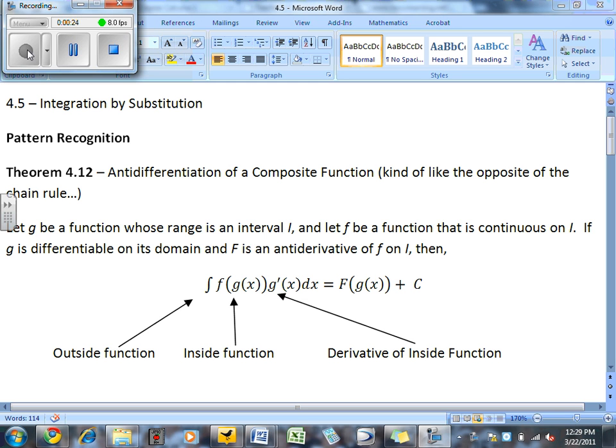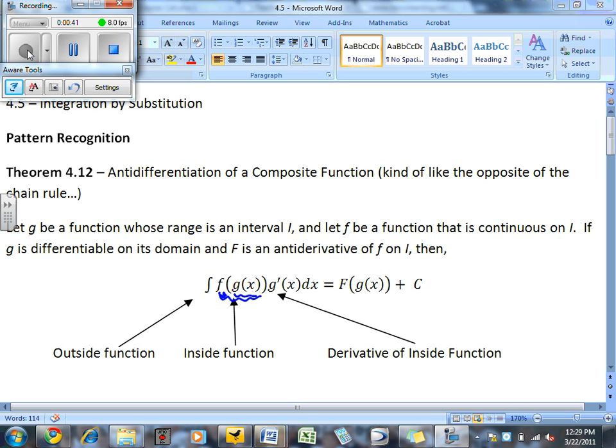But anyway, what pattern recognition is saying is that we're doing basically the opposite of the chain rule. If we're taking the integral of a function inside of a function, so it'd be like x plus 2 squared, and it's multiplied by the derivative of the inside, which in this case would be 1, kind of a bad example. Maybe I make this x squared, so maybe it's times 2x, like this out here.